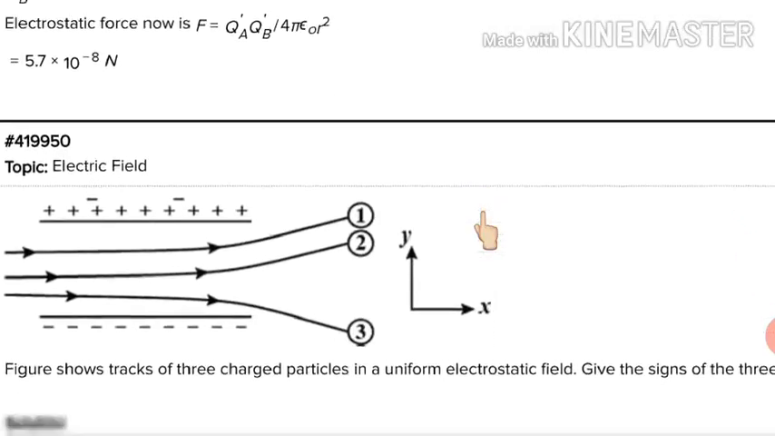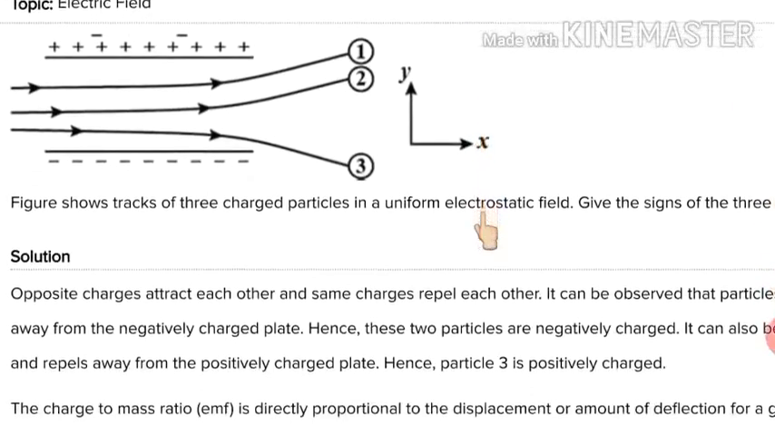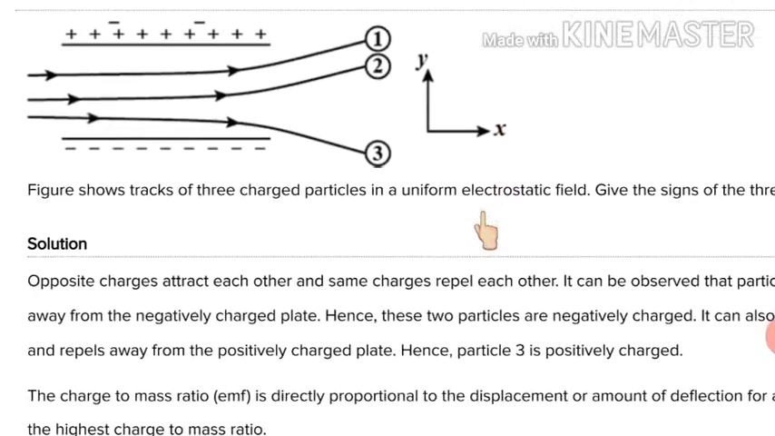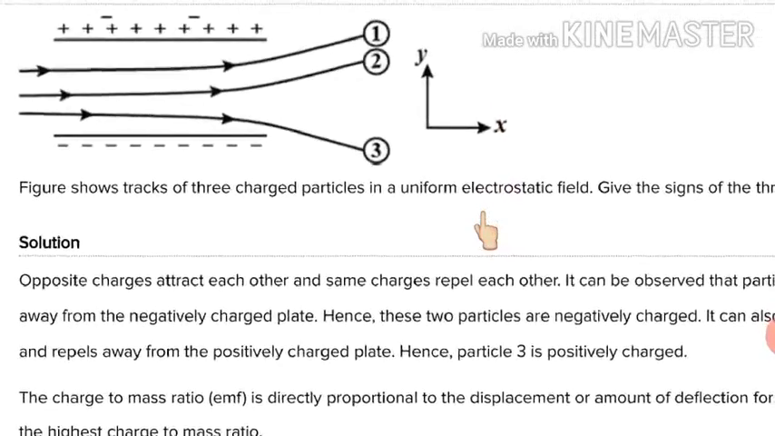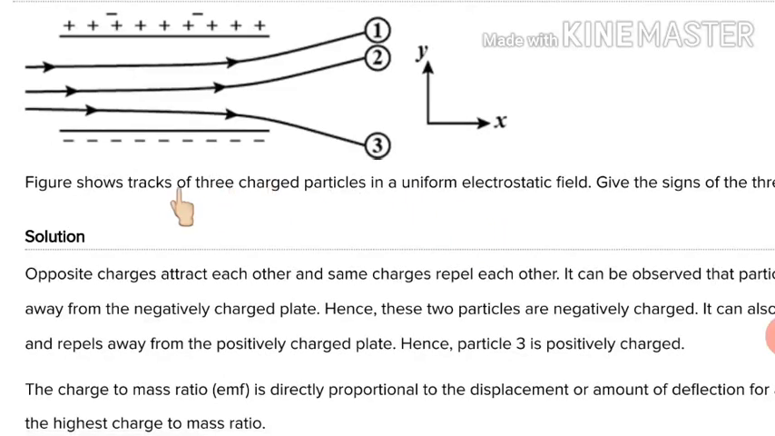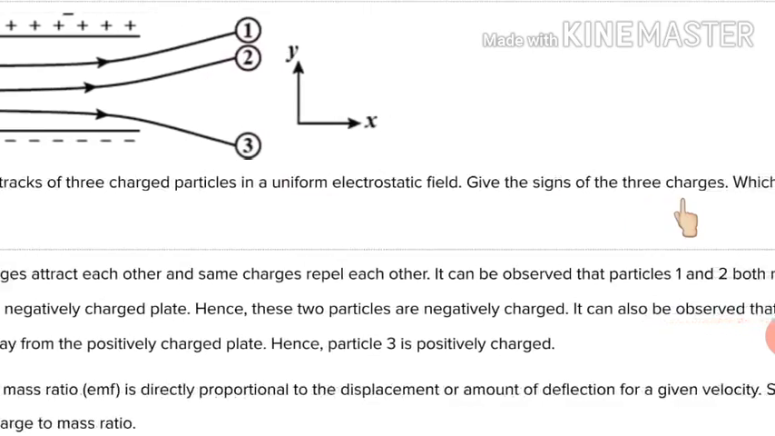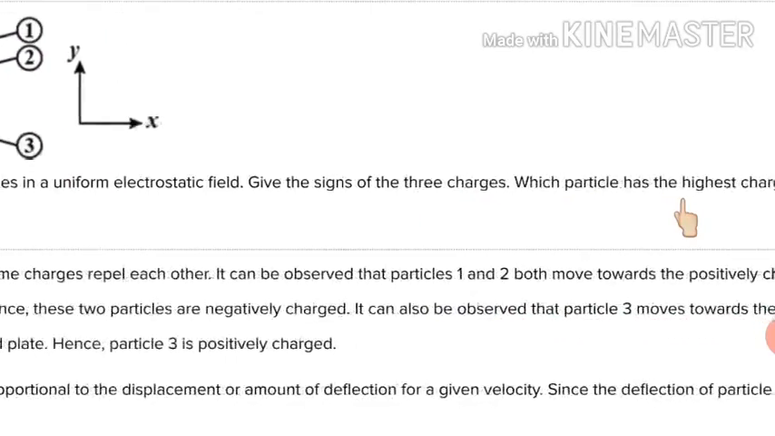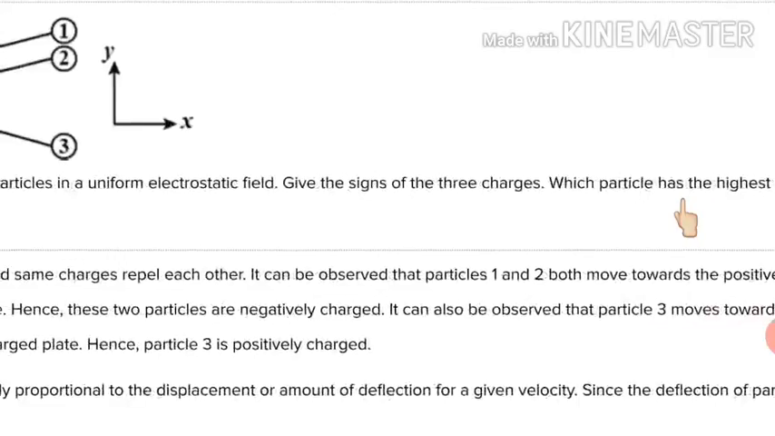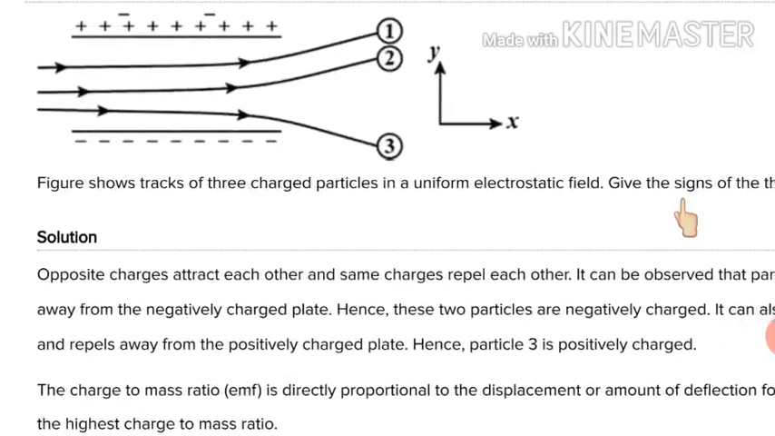Okay, now the next question is this. So they have given us the diagram. Let us see what the question is. A figure shows tracks of 3 charged particles in a uniform electrostatic field. So the electric field is there and 3 particles are there, 1, 2 and 3. What they're asking us is to give the signs of the 3 charges and which particle has the highest charge to mass ratio. So they're asking us 2 questions.